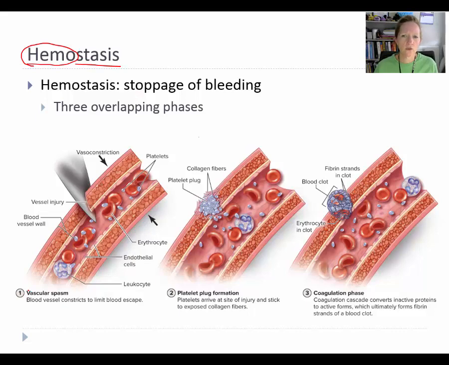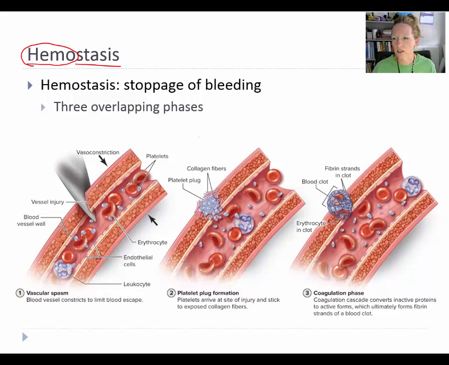And there are 3 overlapping phases. First is the vascular spasm. This is the very first phase where blood vessels are going to spasm and constrict to make sure that blood loss is limited. The next phase is called platelet plug formation. This is where platelets come in and start their function in the process of hemostasis. The animation is going to talk to you about their main function in platelet plug formation, this temporary stoppage that we have until the blood clot is formed.